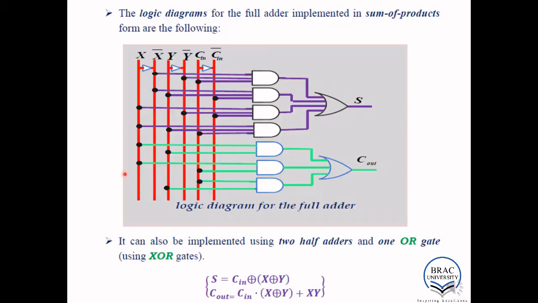You can draw the schematic diagram from the sum and carry. I'm not describing it because I think everybody can draw it by yourself. You can also write the sum and carry equation in this format: sum equals C in XOR X XOR Y, and C out equals C in dot (X XOR Y) plus XY.